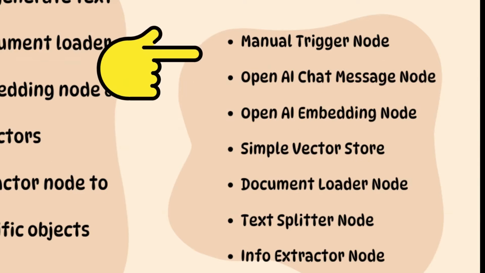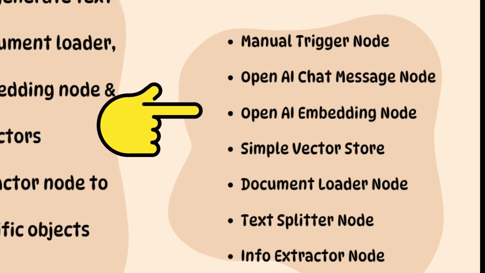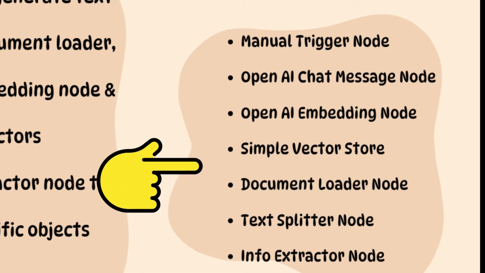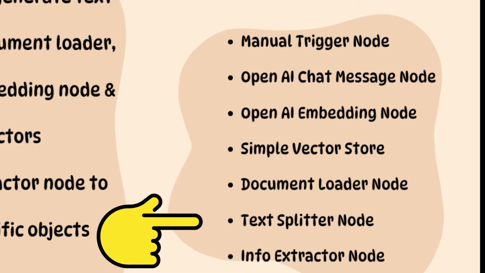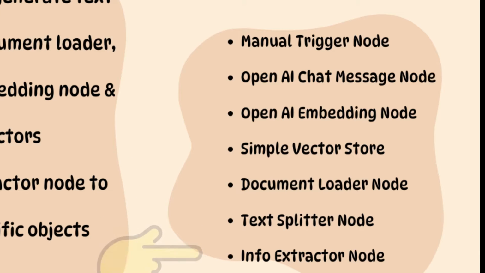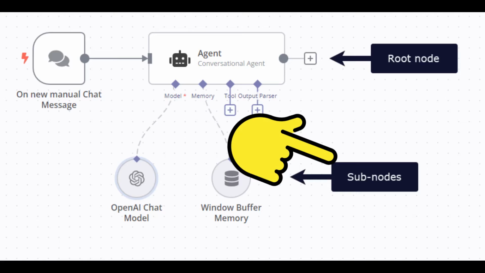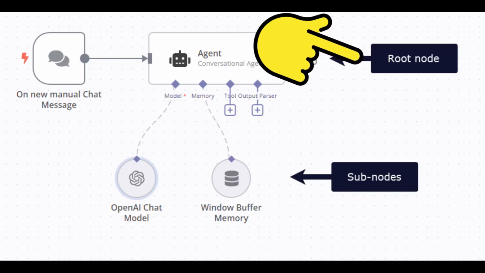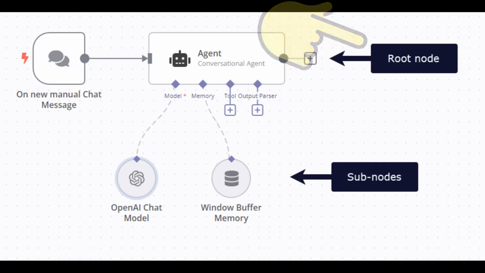We will look at manual trigger, OpenAI chat message, embedding, simple vector store, document loader, text splitter, and information extractor nodes. That's a lot of nodes. But why? Because the embedding node is a subnode. And to show how it works, we have to bring in the vector store root node. Such a combination of root node and subnodes is called a cluster node in n8n.